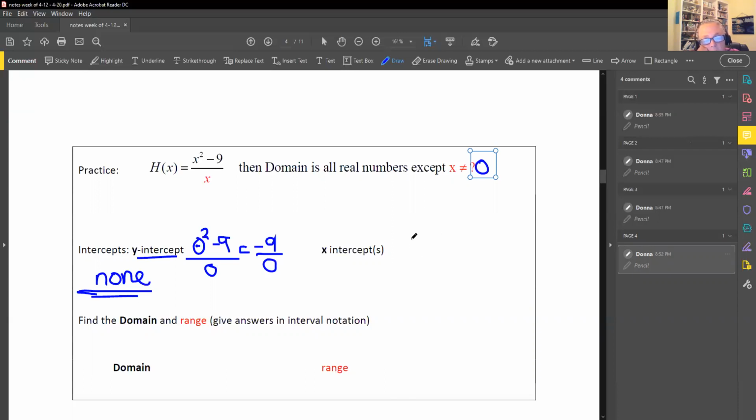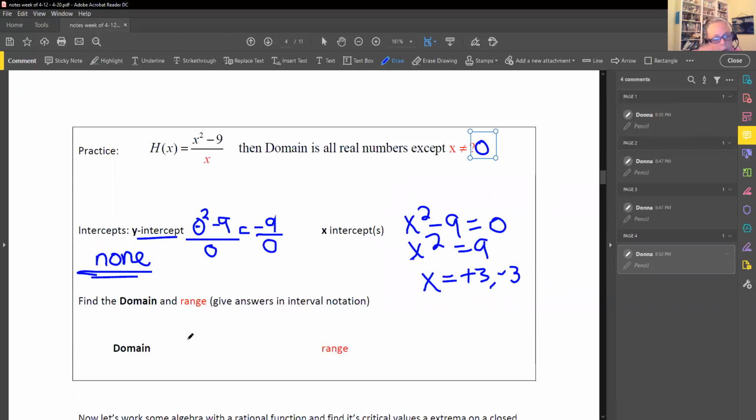For the x-intercepts, remember all you have to deal with is the top. A couple of ways to solve this. If I move the 9 over, take the square root, but don't forget the plus or minus. So it's plus 3 or minus 3. Those are your x-intercepts. I just gave you the domain: the domain of this is x can't be 0.